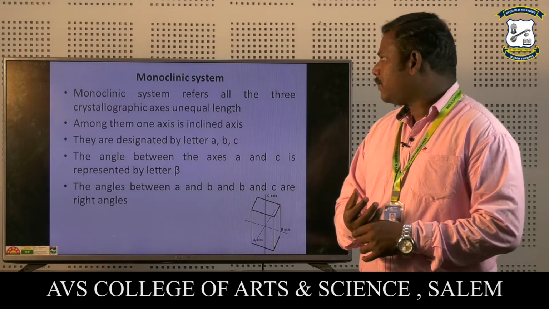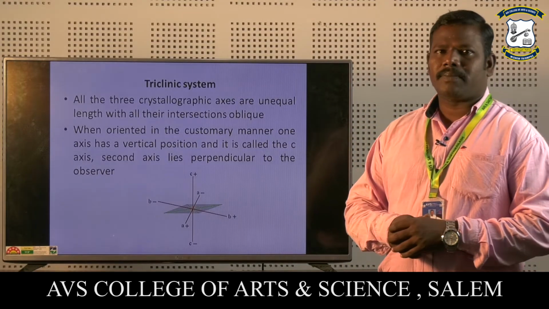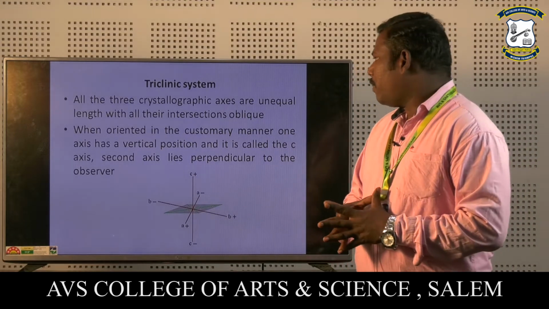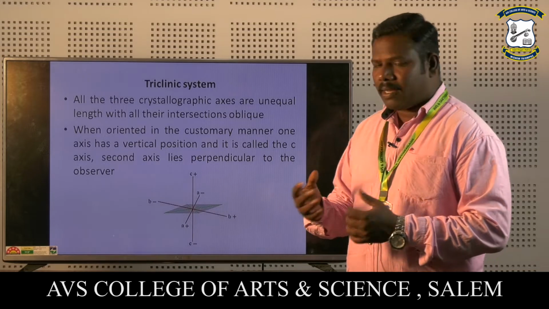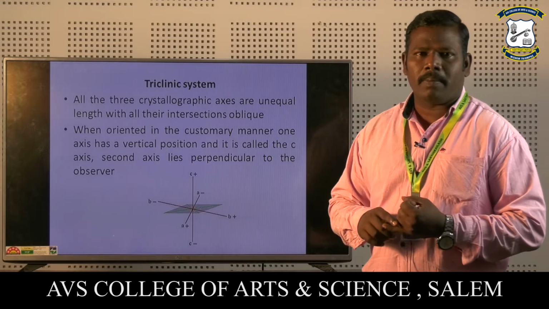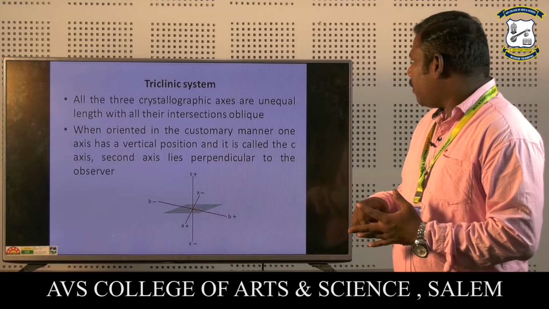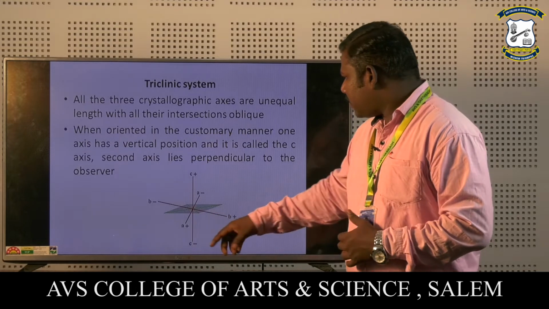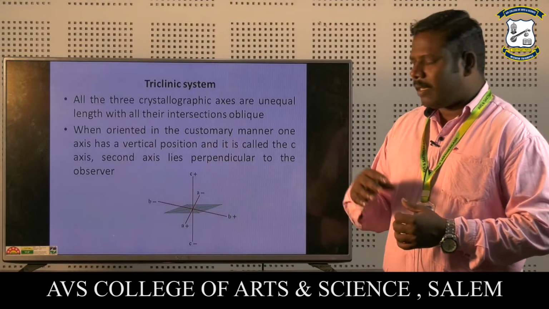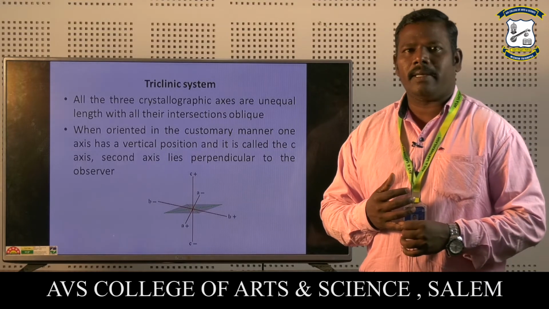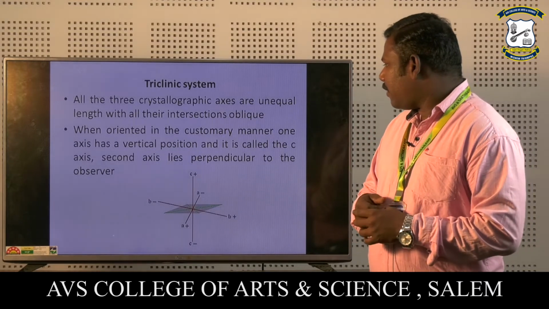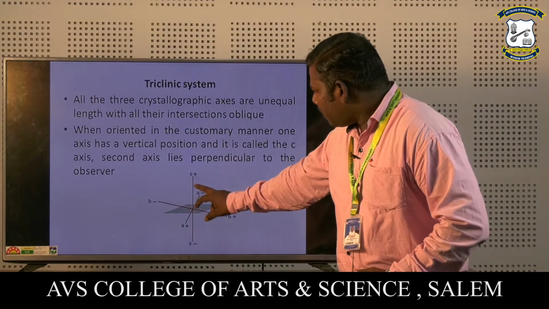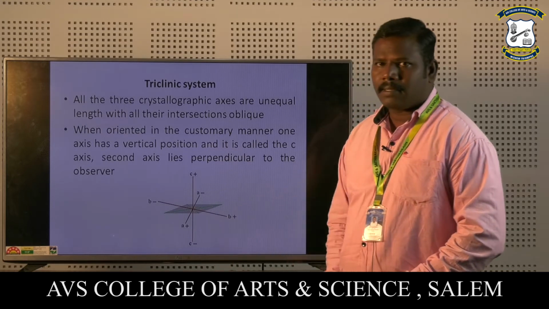The next one is the triclinic system. Here all the three crystallographic axes are oblique. That's why we designate their angles as alpha, beta and gamma. The angle between the A axis and C axis is different, the angle between the A axis and B axis is different, and the angle between the B axis and C axis is different. Here we can see a clear picture of the angle inclinations.